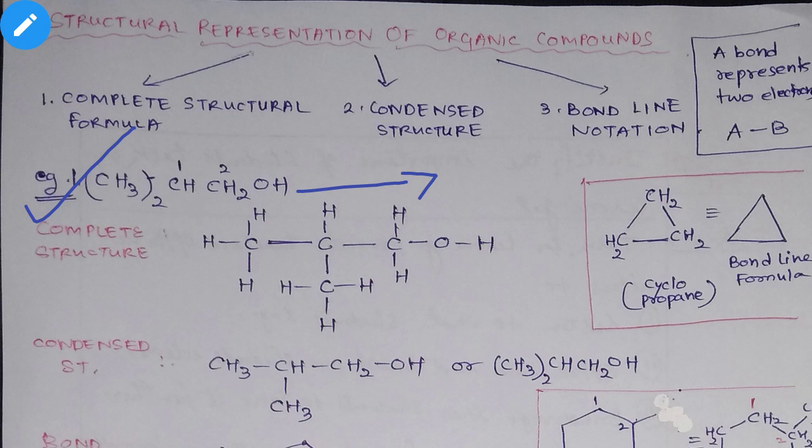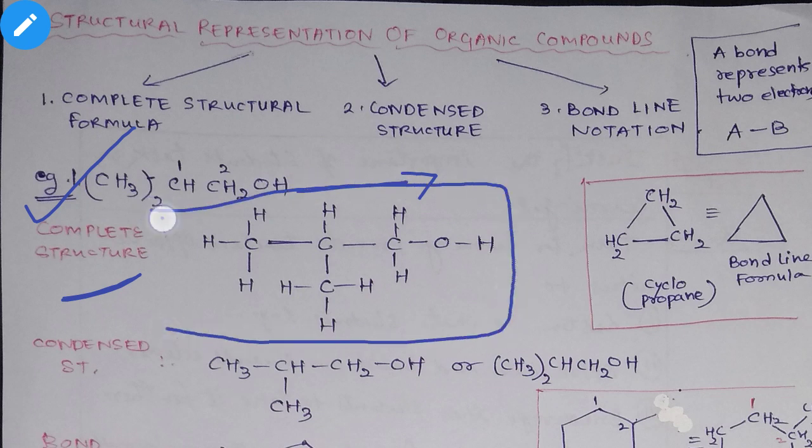Now in the complete structural formula, remember, you have to show each and every bond which is present between carbon and any other atoms, or carbon and hydrogen. Mainly you will get carbon and hydrogen. So in the structural representation, you have to remember that you have to show each and every bond. You cannot skip any bond. Here I have drawn the structure. This one you can see.